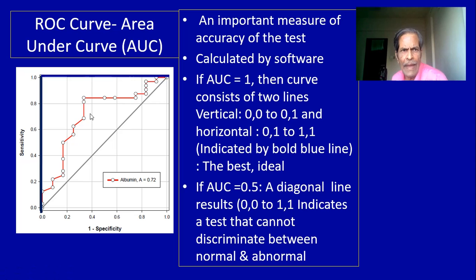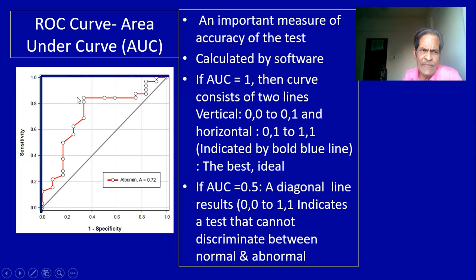Area under the curve is an important measure of accuracy of the test, and it is calculated by software, because the calculations are quite cumbersome, so we take the help of software for calculating the area under the curve. The area under the curve has a value between 0 and 1. If the area under the curve is 1, then the curve consists of two lines. One is the vertical line and another is the horizontal line.